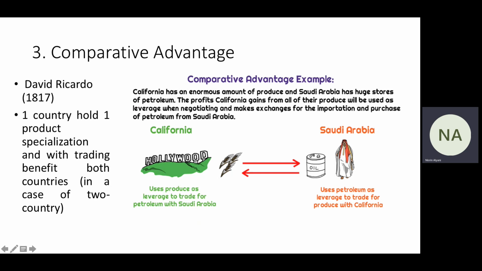If you look carefully into this picture, the US and Saudi Arabia produce different types of products or goods. So when they exchange, they can leverage and greatly reduce the price. If you want our product, we can export to you, but we also want your product as well. So it goes both ways in our trading activities.